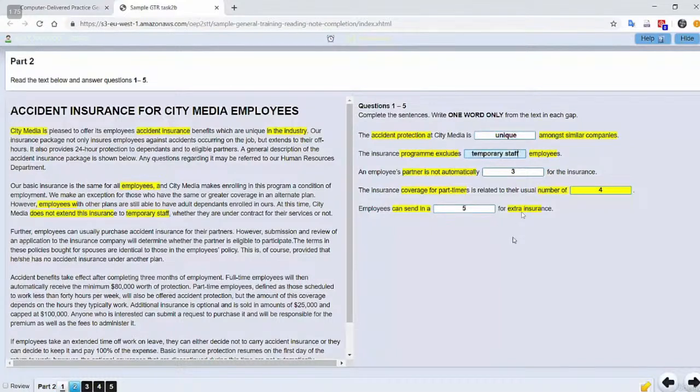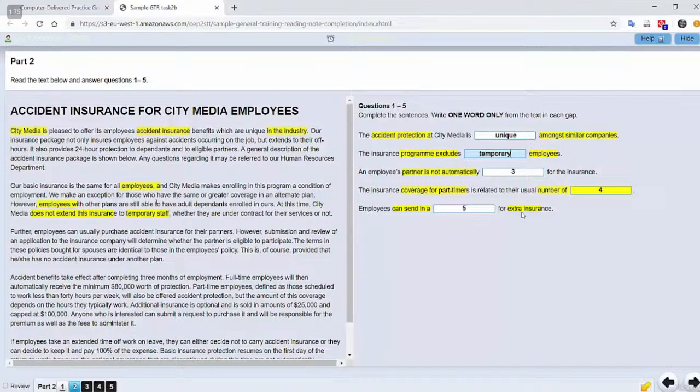Now, when you're cutting and pasting, double check that you have cut and pasted the entire word or words. Look at what I just put here. I put temporary staff. If I put temporary staff, is that going to be correct or incorrect? It's going to be incorrect. Why would it be incorrect? Because the directions say one word only. So I have to eliminate the word staff, because the word staff means the same as employees. But if I put 2 words as my answer choice, I will be marked wrong, because I did not put an answer choice that is in alignment with the directions.